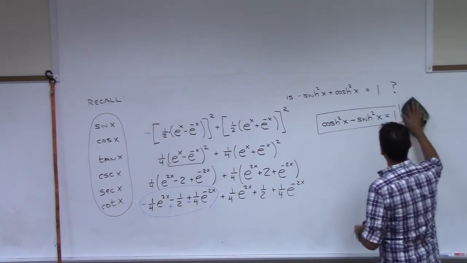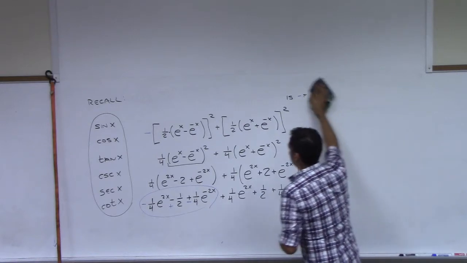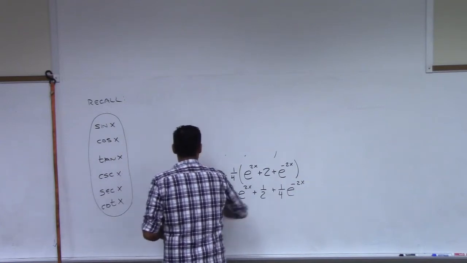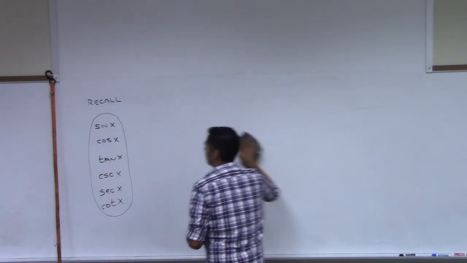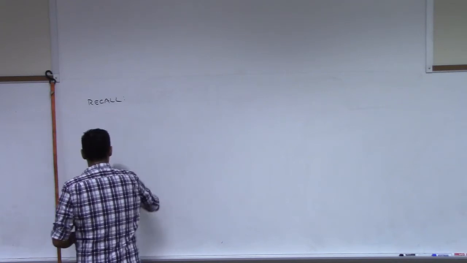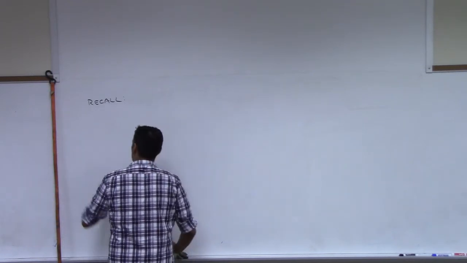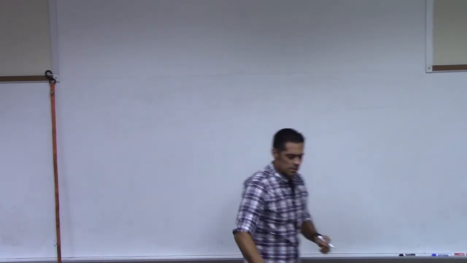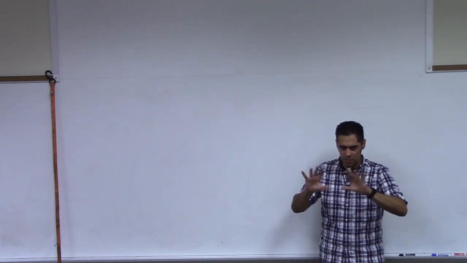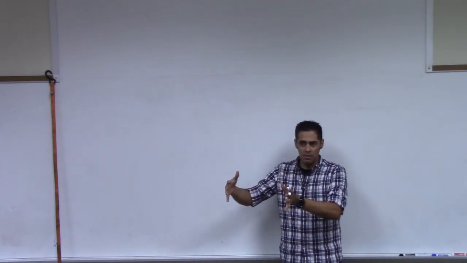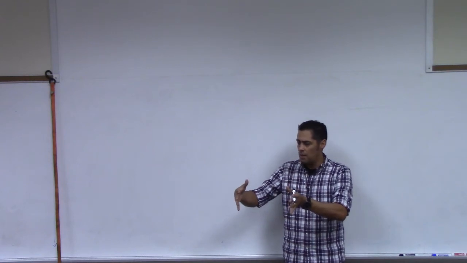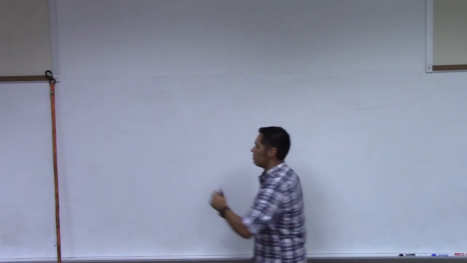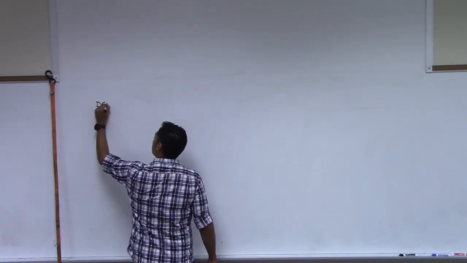Now, what about derivatives? What about the derivatives of the hyperbolic trig functions? So what have we done so far, just to make sure we're on the same page? We introduced the idea of hyperbolic trig functions, gave you what they're defined to be, and showed you a few properties, right? Now let's talk about the derivatives of these things.